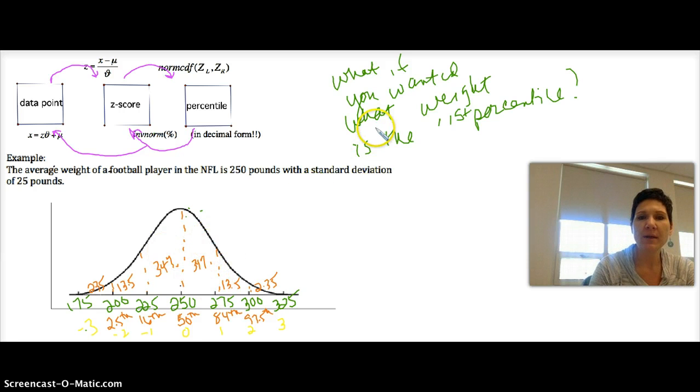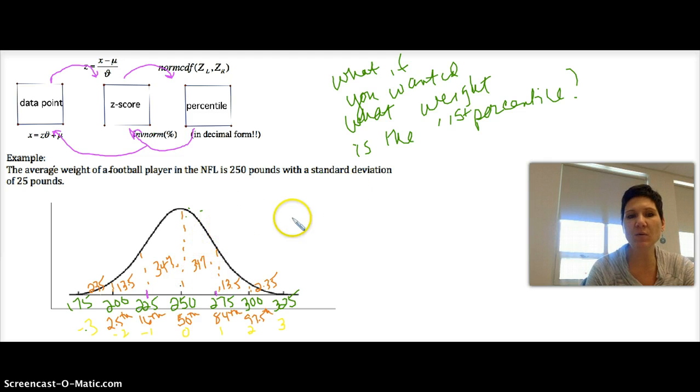So now my first question is, if I said to you, what percentage of players weigh between 225 and 275? What's nice for us is that it's right here. 225 to 275 represents all of this area in here, which will be 34% plus 34%, which is 68%, which you guys should recognize is the middle 68% of that empirical rule that we've always talked about.